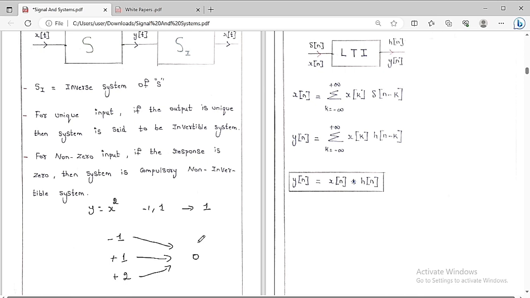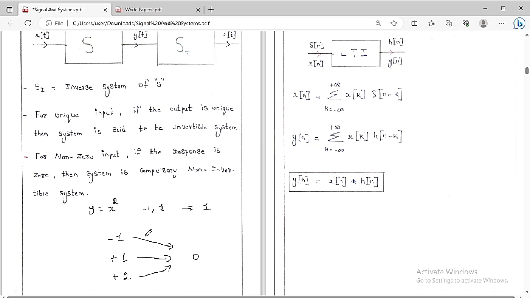And what I told you, for every unique input, you should get a unique output, or you can say for every unique output, there should be a unique input. But in this case, for many inputs, we have only one output. Because of this, we can say it is a non-invertible system. So therefore, for non-zero inputs, if the response is 0, we can say it is a non-invertible system. So this is what I am trying to tell you.